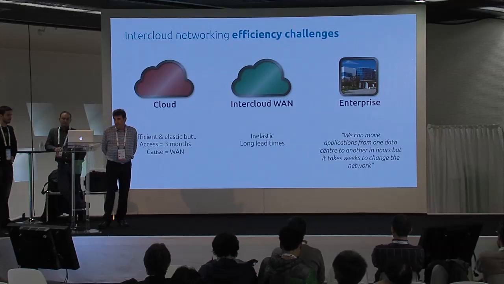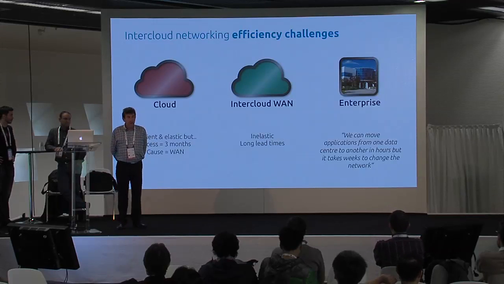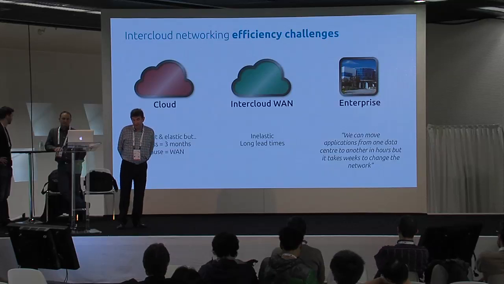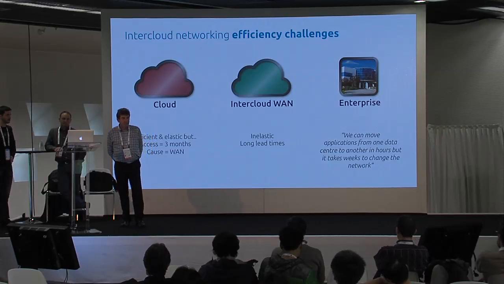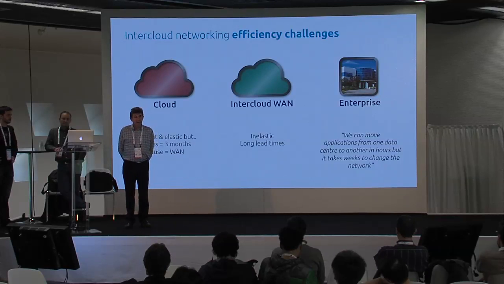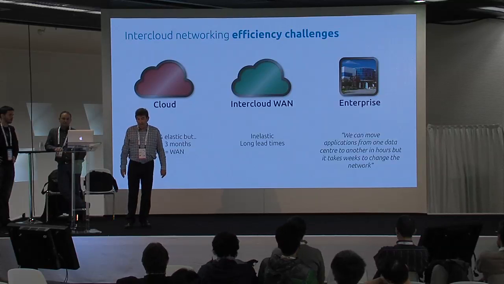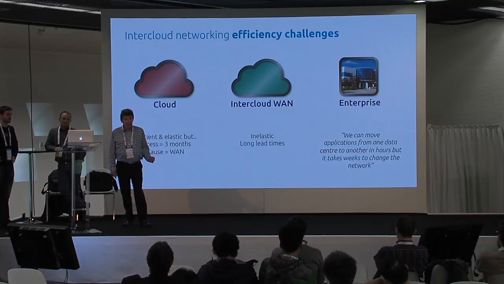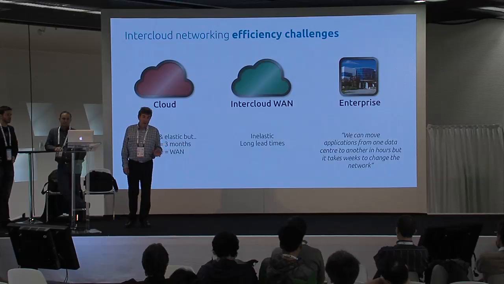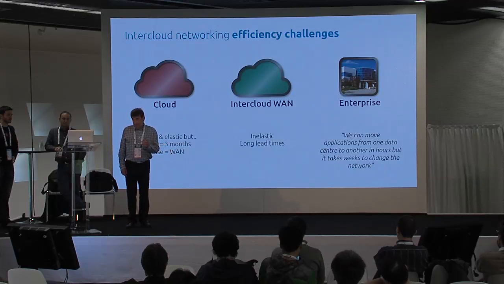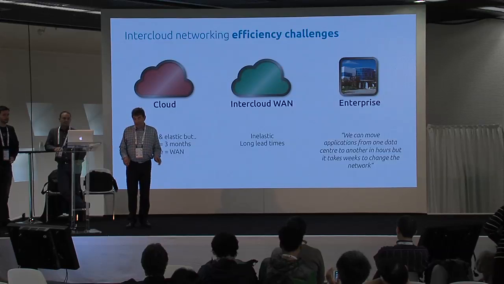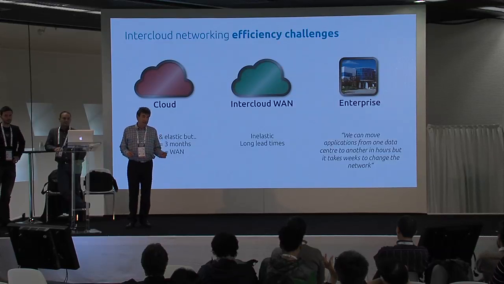If we look at the environment of cloud, enterprises, and the wide area network between them, the IT environment for a long time has been working on abstractions between different things, very well defined. What it means is that cloud environments are very efficient, very elastic, and very quick. However, the wide area networks are pretty much misaligned from this. They have a lack of abstractions, and they have long lead times.